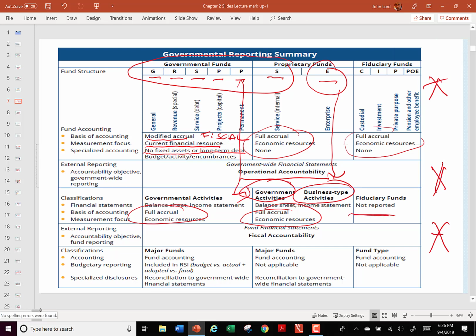Okay, so if you look at this slide, it pretty much tells you everything you need to know about the relationship between the government-wide statements and the fund financial statements. It lists all 11 funds, the 3 categories. It tells you what type of accounting they use, what their accountability is, whether operational or fiscal, and what their resource measurement focus is, either current for the governmental funds or economic resources measurement focus for everybody else.